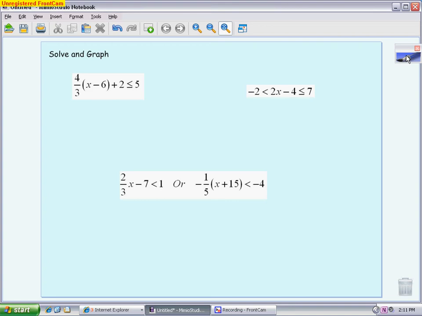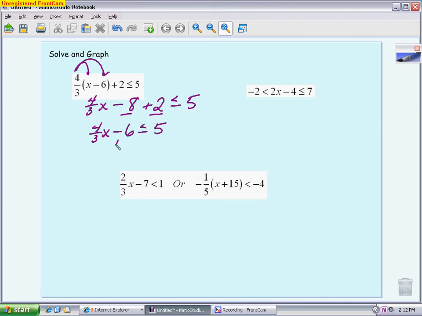So we're going to start with the first one on the left. We want to solve this. First thing you want to do is we're going to distribute the 4/3. So we're going to take the 4/3 here and here. So we get 4/3 x minus, when you take 4/3 times 6, you get 8, plus 2, less than or equal to 5. Combine like terms. So we have 4/3 x minus 6 is less than or equal to 5.